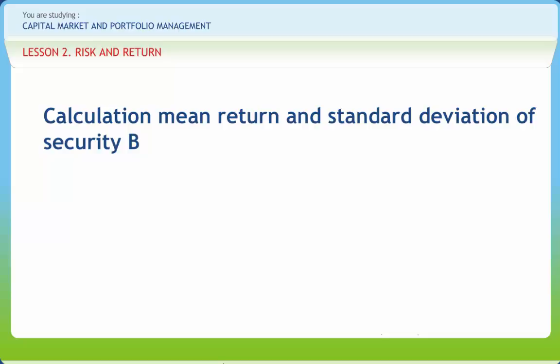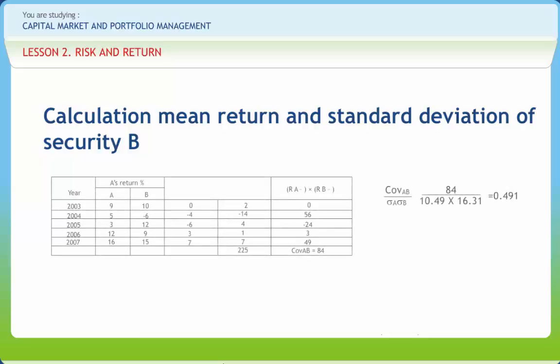Now calculate correlation coefficient rho AB. For this, first calculate x square and y square, then multiply xy. After that, put the values in the given equation. Verification: calculation of covariance of returns of securities A and B. First calculate RA minus RA bar and RB minus RB bar. Then multiply RA minus RA bar and RB minus RB bar.